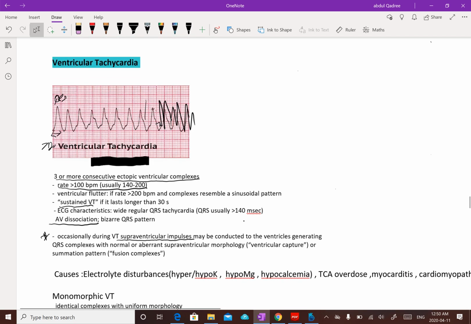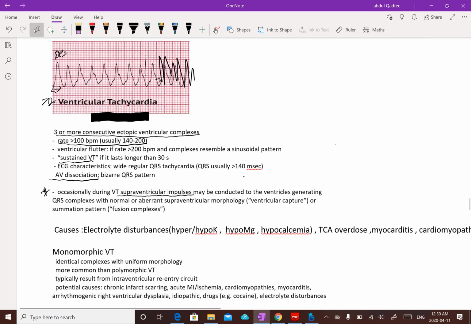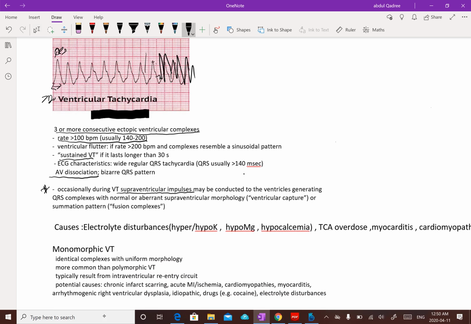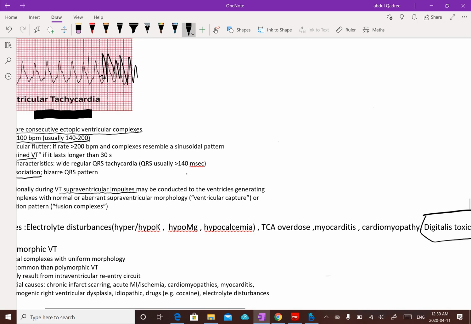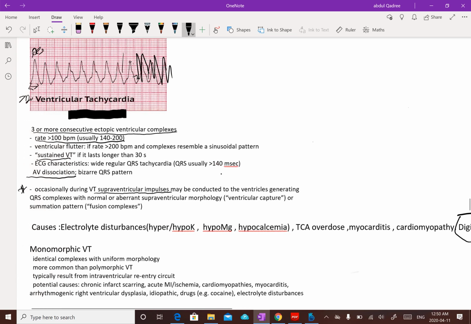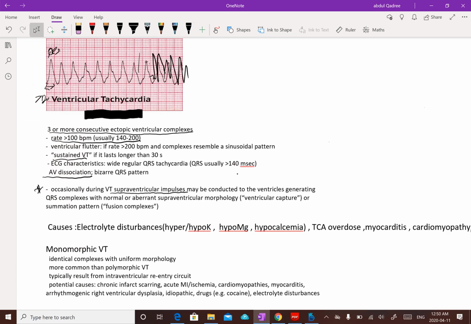Okay, what are some causes of ventricular tachycardia? Electrolyte disturbances can be a cause. Drug overdoses, for example TCAs, myocarditis, cardiomyopathies, digitalis toxicity, all these can be the reason for ventricular tachycardias. As we say, VTach is divided into monomorphic and polymorphic. An example of polymorphic would be torsades de pointes.